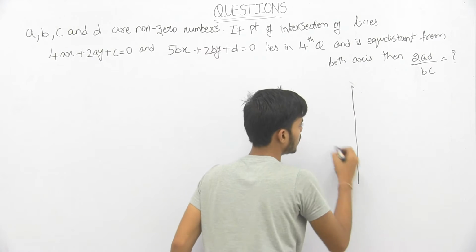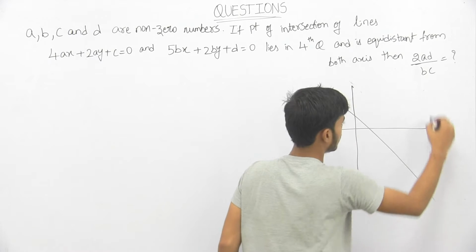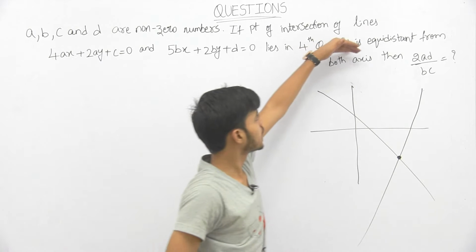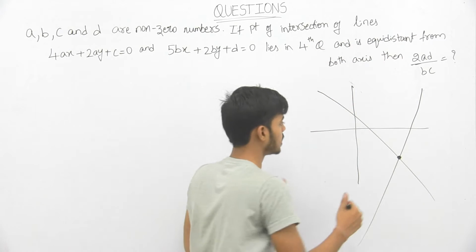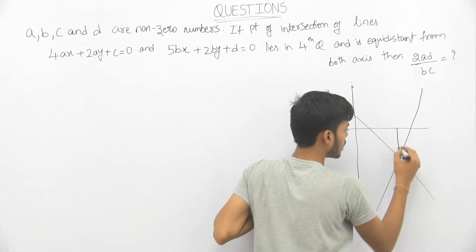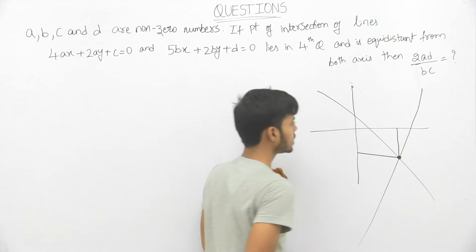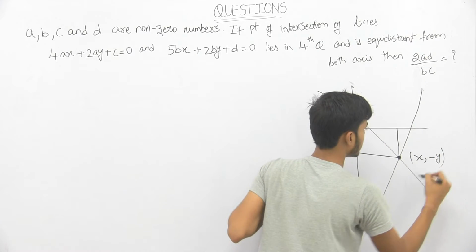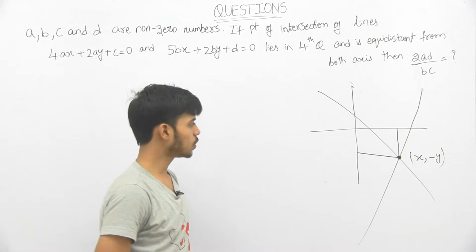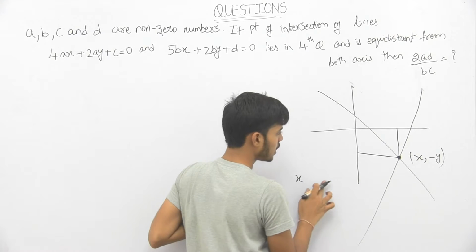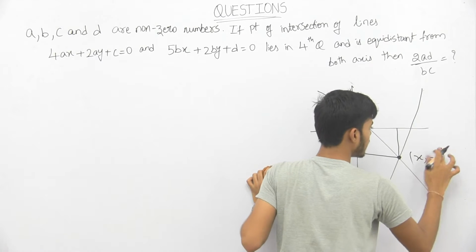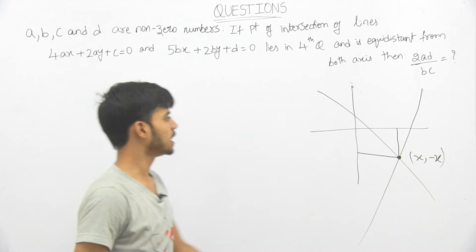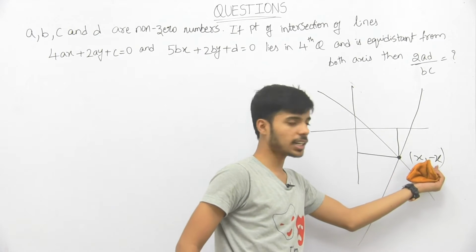So let it be somewhere like this and like this. This is the intersection point and it is equidistant from both the axes. So if this is equidistant from both the axes, we know in fourth quadrant points are in the form (x, minus y). So if x is equals to y, then it would be (x, minus x), because it is given both are equidistant. Then if we assume one to be x, then the other has to be minus x.